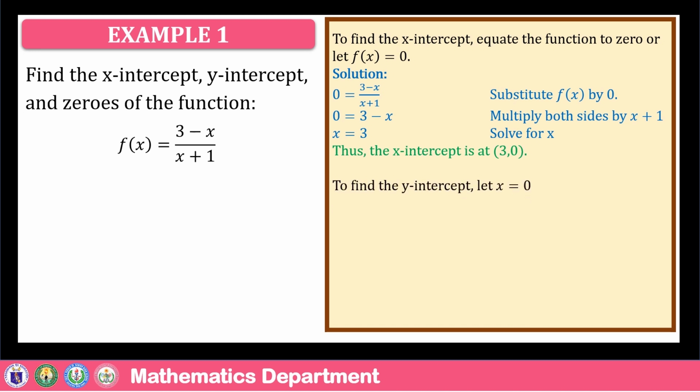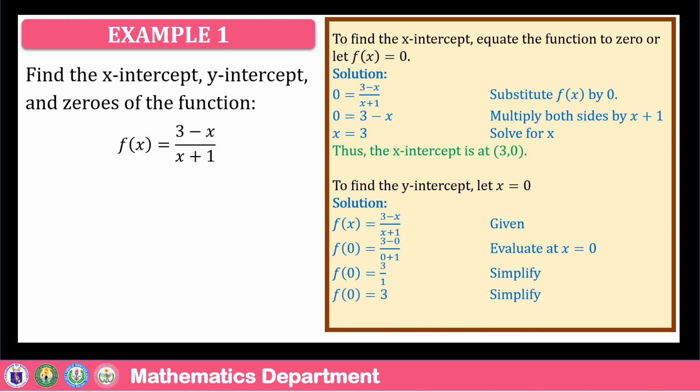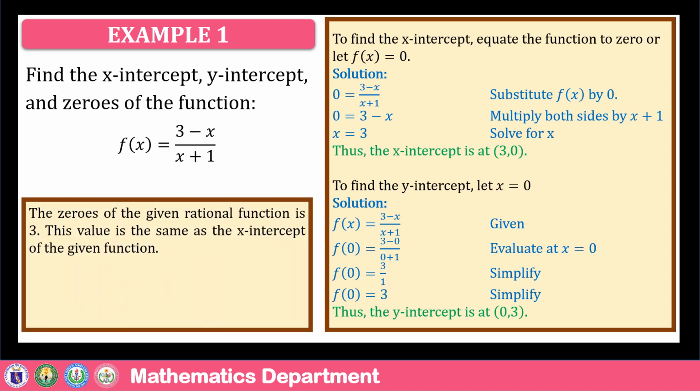To find the y-intercept, let x to be equal to 0. Now, substituting x with 0, we will have here f of 0 is equal to 3 minus 0 over 0 plus 1. And then simplifying this, magkakaroon tayo ngayon ng 3 over 1. So, ang 3 divided by 1, that is just equal to 3. Thus, the y-intercept is at 0, 3.